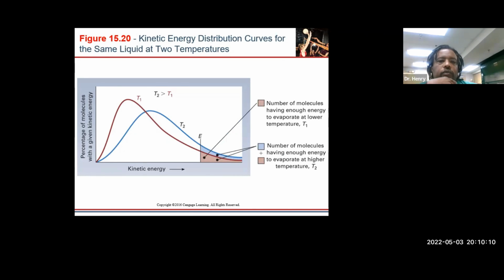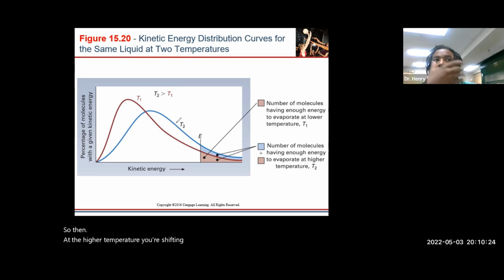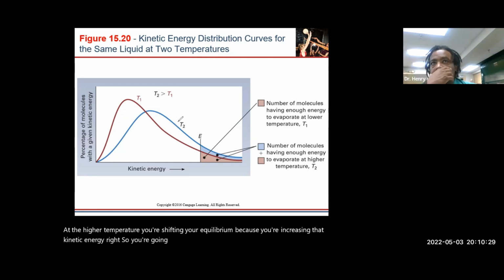Okay, so this is what we were talking about in terms of that higher temperature. So T1 is lower than T2. At the higher temperature, you're shifting your equilibrium because you're increasing that kinetic energy, right? So you're going to get a shift in that curve.